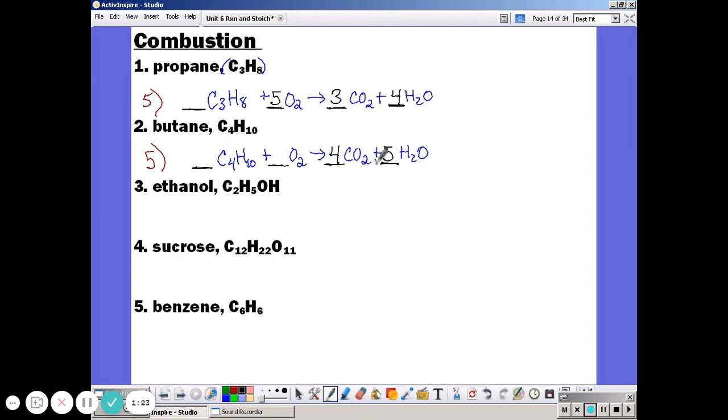13 is an odd number. So what times 2 is 13? 6.5. You can't have a 0.5 though. This coefficient would be 1. So we're going to multiply all 4 of our coefficients by 2. 1 times 2 is 2. 6.5 times 2 is 13. 4 times 2 is 8. 5 times 2 is 10. Now we're balanced.